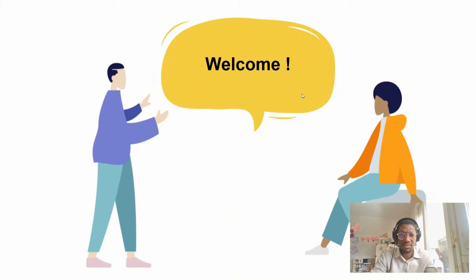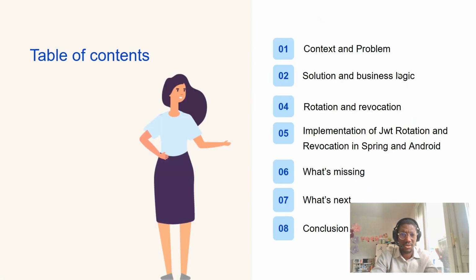In this video, I'm going to explain how to secure a mobile application with Spring Security. I'm going to talk about the context of this project, also the problem that our fictional enterprise is facing, the solution and the business logic of this enterprise, the revocation and rotation system that I have implemented in Spring and Android, what is missing in terms of security, what is next, and finally, a conclusion.